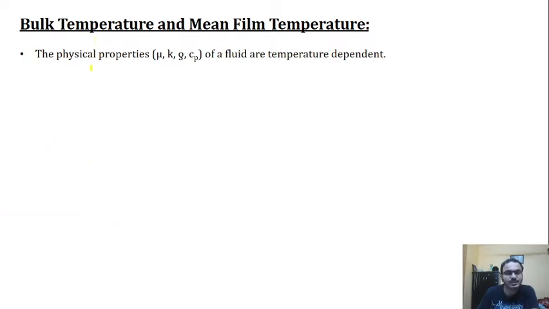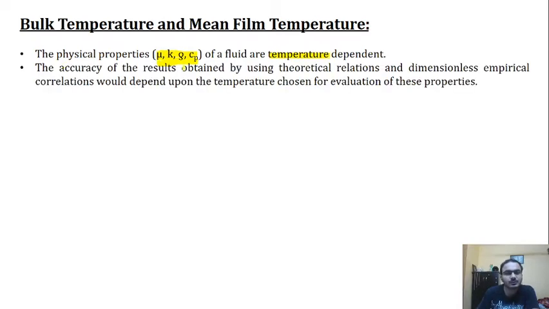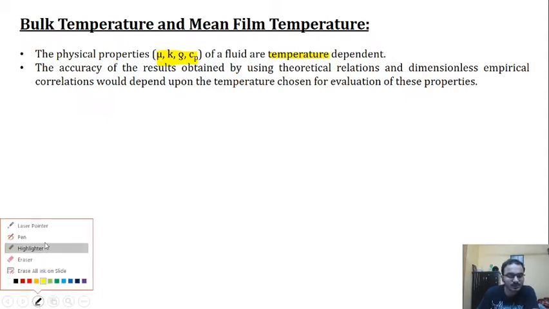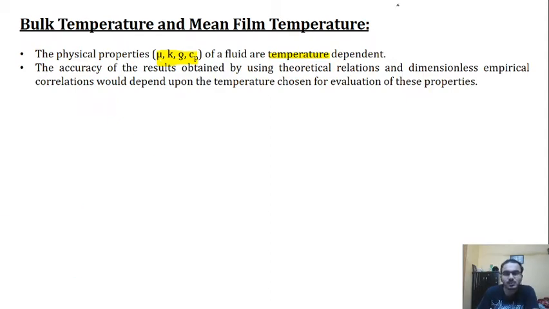The physical properties like viscosity, thermal conductivity, density and specific heat, these quantities are dependent on temperature. The accuracy of the results obtained by theoretical relations and dimensionless empirical correlations would depend on the temperature chosen for evaluation of these properties. So what is the meaning of this? See, suppose our target is to obtain the value of heat transfer coefficient h and ultimately Q.